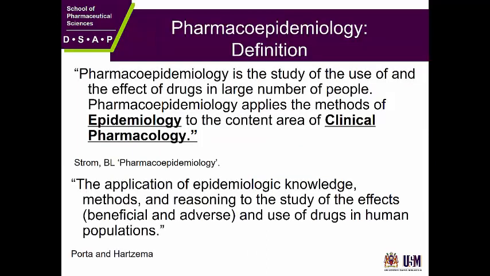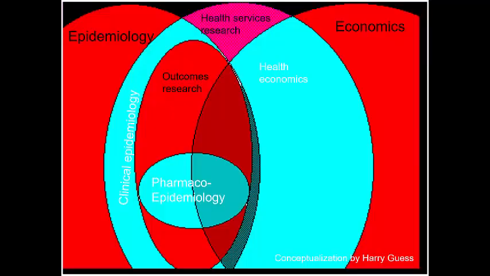Pharmacoepidemiology is the study of the use of and the effect of drugs in large numbers of people. It applies the methods of epidemiology to the content area of clinical pharmacology. And these are the words of Strom, who is considered one of the fathers of modern pharmacoepidemiology. Porta and Hartzema define pharmacoepidemiology as the application of epidemiologic knowledge, methods, and reasoning to the study of the effects, either beneficial or adverse, and use of drugs in human populations.